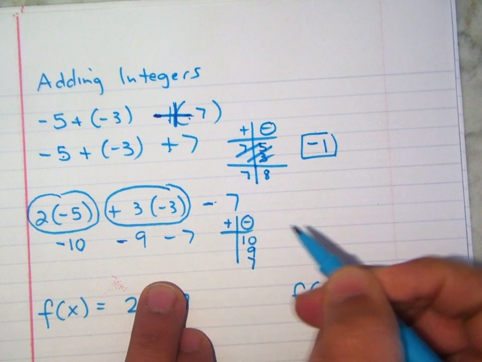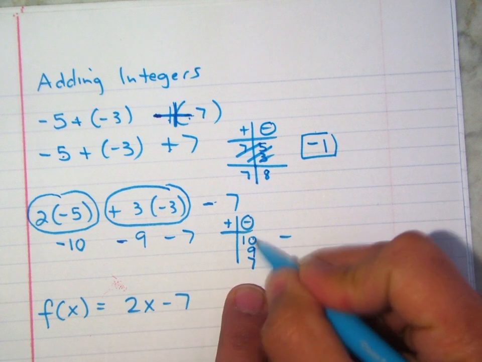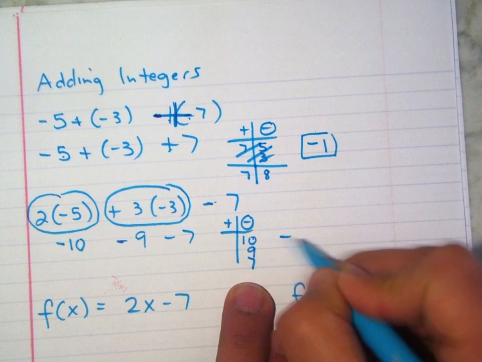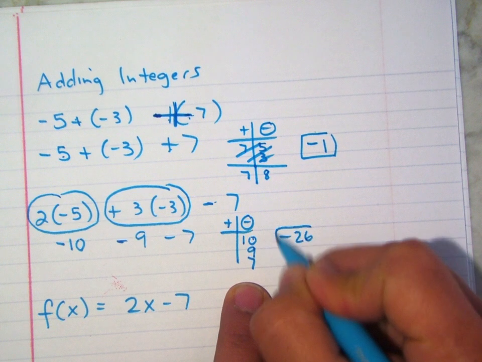So they're all negatives, right? So now I actually have to add them all up. So that's negative 26.